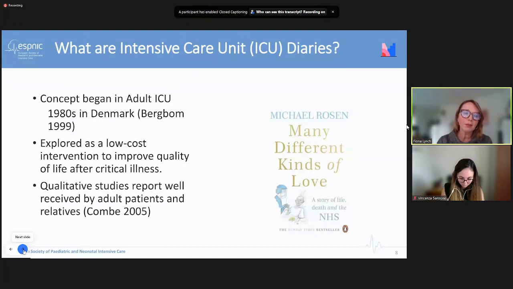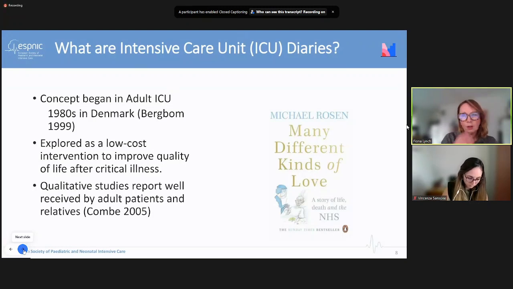So when we think about the concept of PICU diaries, we need to think about where critical care diaries first started. And you won't be surprised to hear that they began in the adult intensive care setting. The first really reported use of diaries was back in the 1980s. And for those of us who started nursing in the 1980s, that only feels like yesterday. But they were explored as a low-cost intervention that would help improve the quality of life for patients after critical illness. And some of the qualitative studies have reported that these are really well received both by adult patients and their relatives. And certainly I'll leave Gillian to talk a little bit more about that.